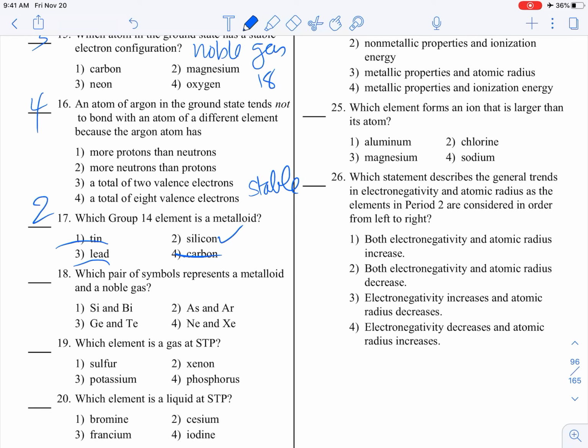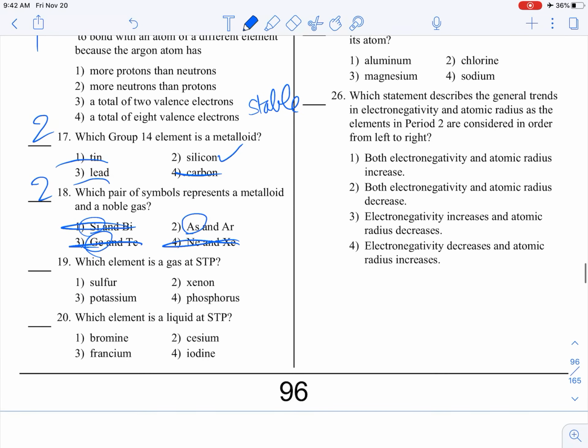So who is along the zigzag? Silicon is, arsenic is, germanium is, and nope. So who is a noble gas? Bismuth is not. Ooh, argon is. There's our answer. Which is a gas at STP?